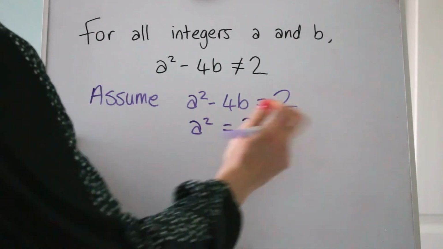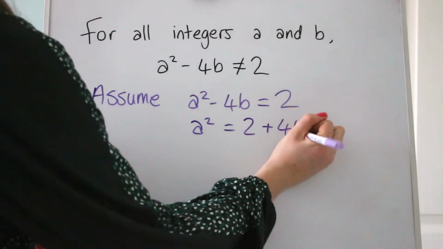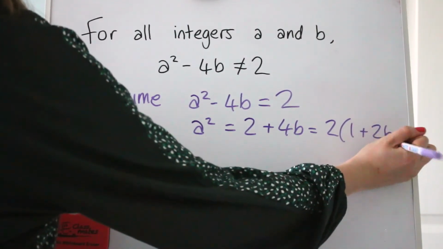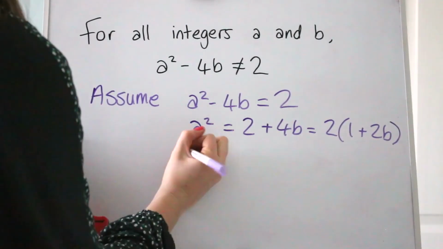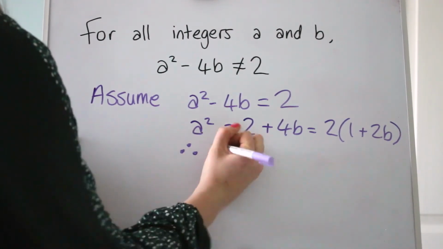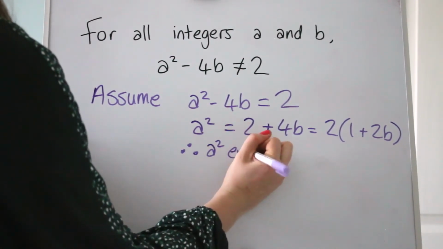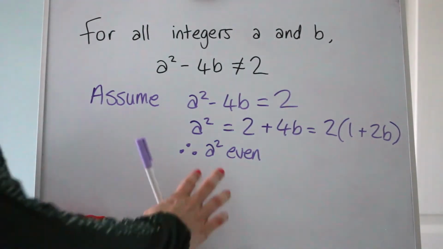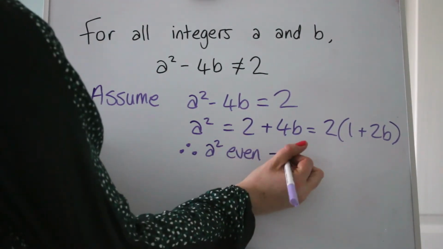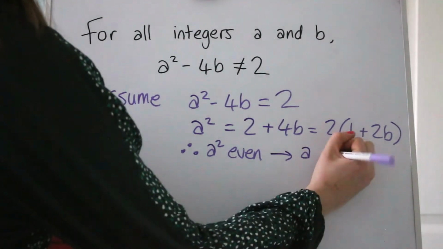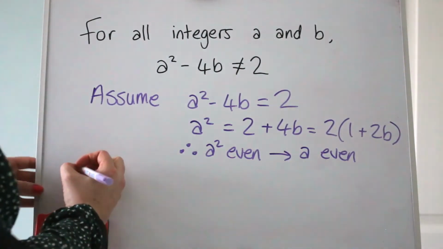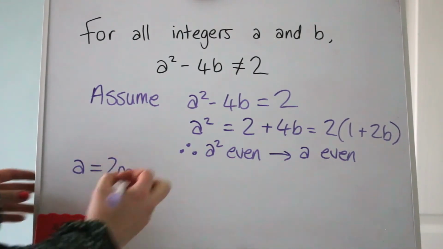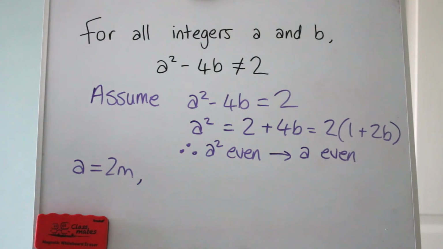But we're going to pull the minus 4b over to that side, and then 2 is a common factor of that. So that means that a squared is even, because if you've got a factor of 2 then it must be even. And if a squared is even, that means logically that a is also even. If a is even, then we can let a be 2 times another number m, where that number is an integer.